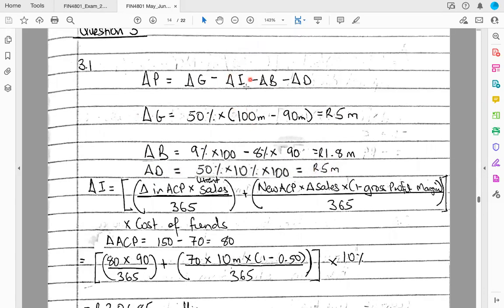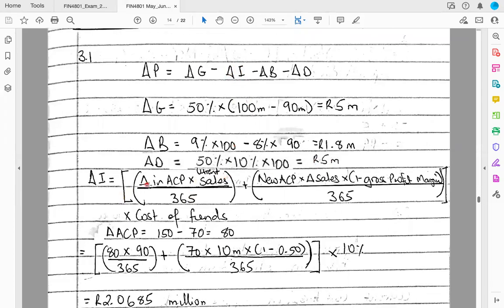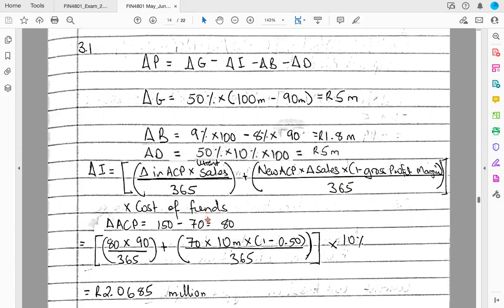The last item, we have to calculate the cost of investment in trade receivables. To calculate the cost of investment in trade receivables, we take the change in our average collection period times our current sales over 365, plus the new average collection period times change in sales multiplied by 1 minus our gross profit margin, divided by 365. And then the answer we get here, we multiply by the cost of funds.